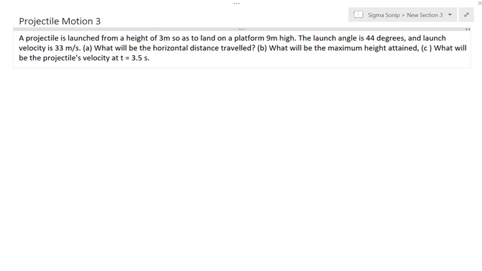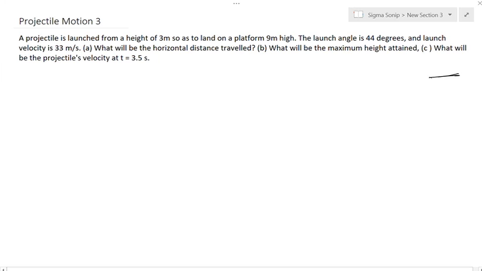Now, this is the last question that we are going to see in projectile motion, and it is slightly different. So what we have is a projectile which is being launched from a height of 3 meters onto a platform which is 9 meters high. So if I want to draw it, I'll draw it like this.